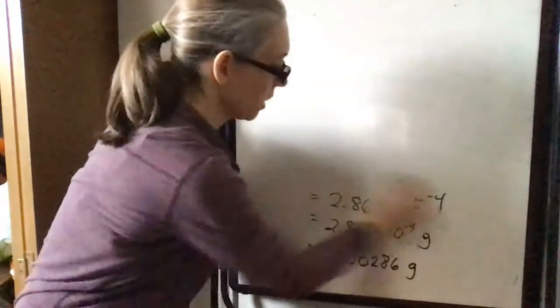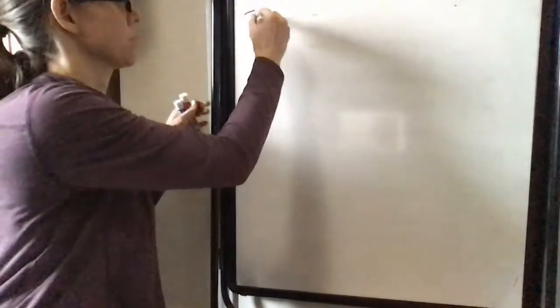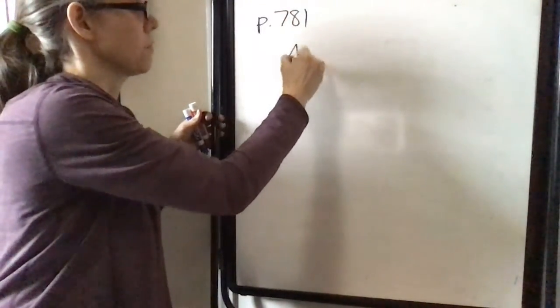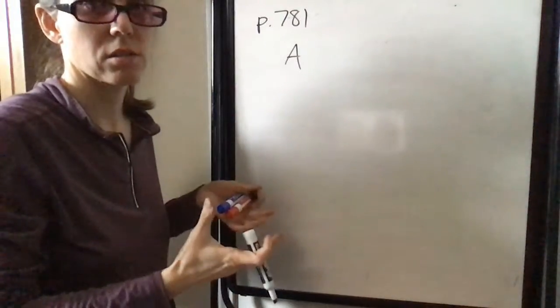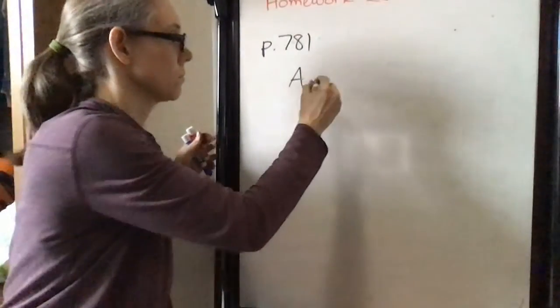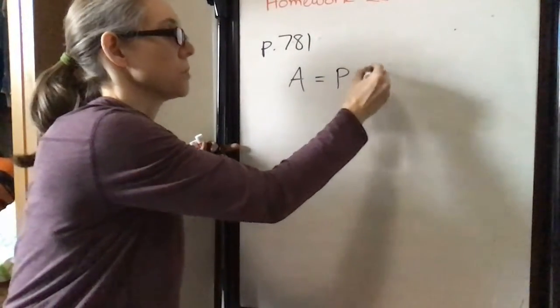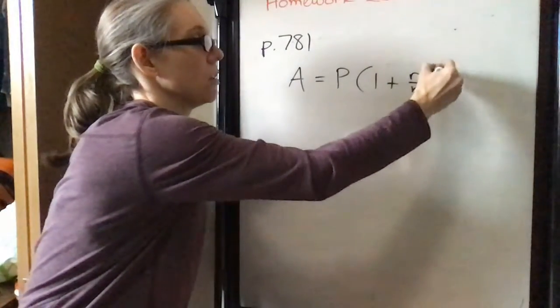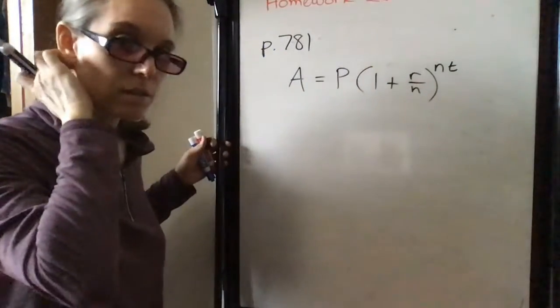So on page 781, you have this compound interest formula, which is that the amount in an account over time is equal to the principal times 1 plus the interest rate divided by n, all to the nt. So what does this all represent?